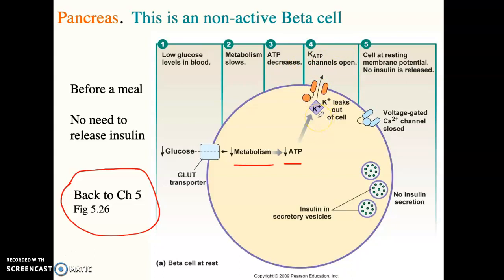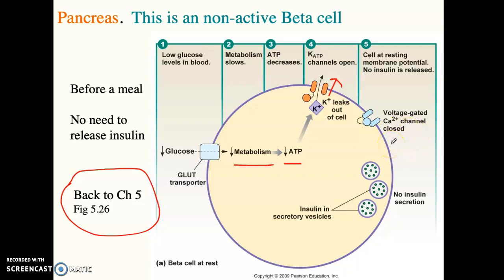The potassium channels open. So remember the little ball, this is a gate, and this channel here is going to be open because of the low ATP. And then what happens? Well, if this doorway essentially is open, potassium can leak out. So it does. So potassium is leaking out here, all because metabolism is low, ATP is low. So the cell at resting membrane potential is not going to release any insulin.